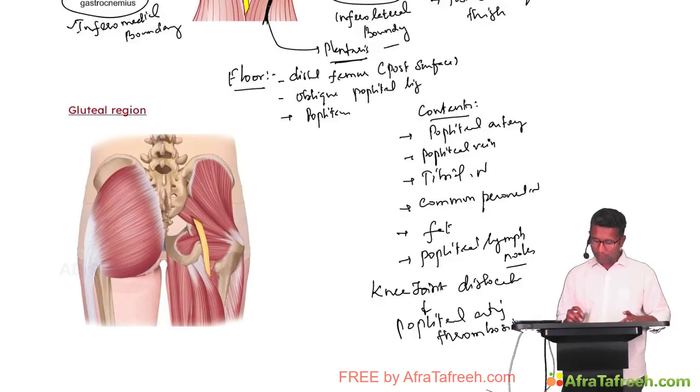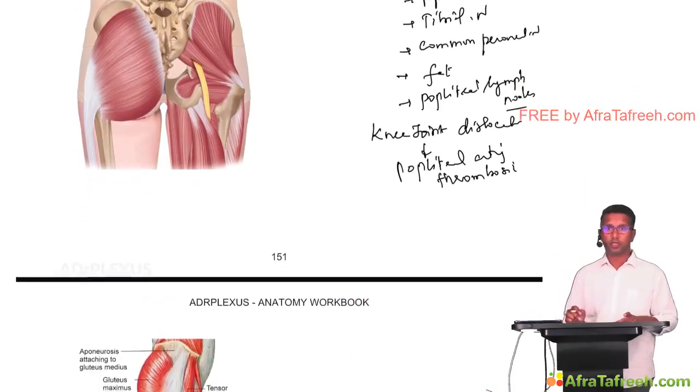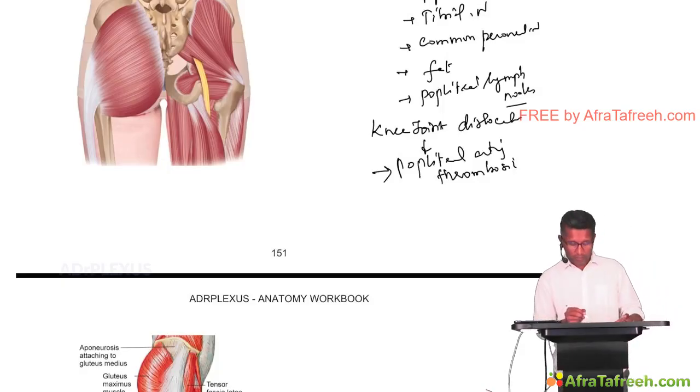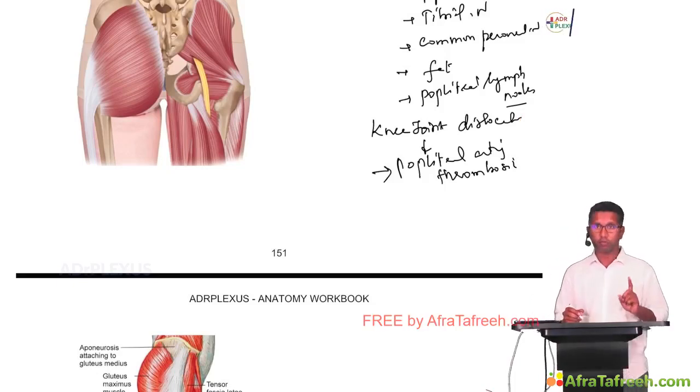So please be aware, whenever a patient presents with a knee joint dislocation, you should check for the distal pulse. You should look for whether there is any popliteal artery thrombosis or not. This is one important point.